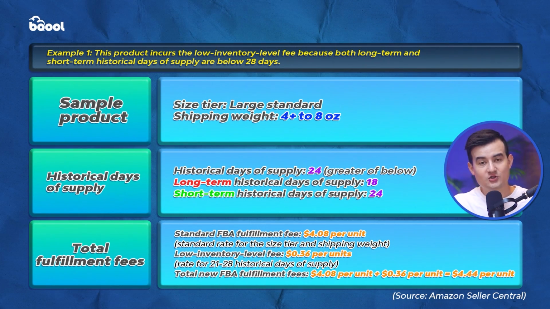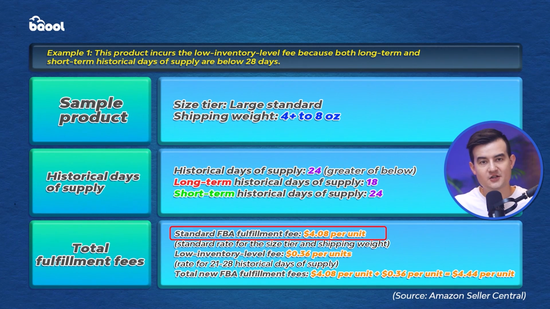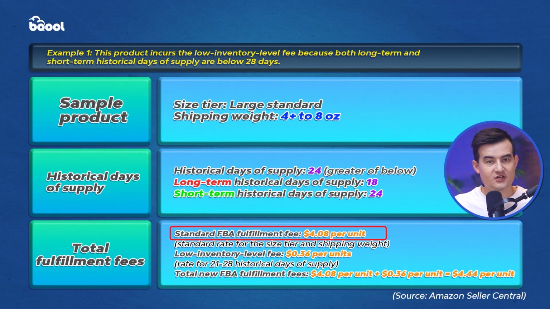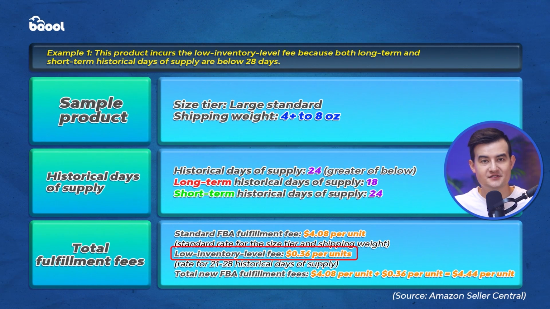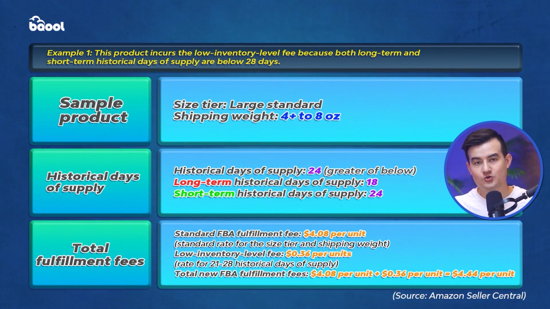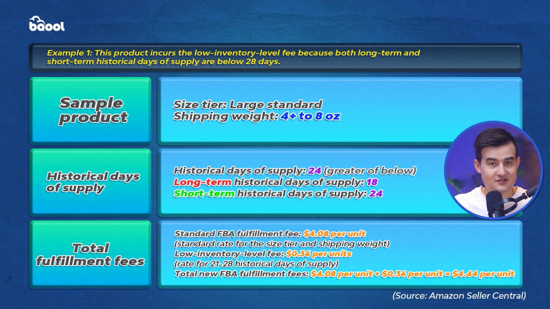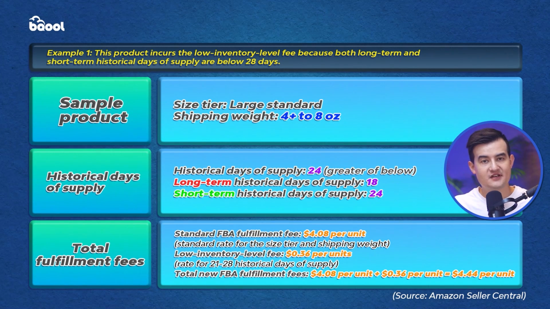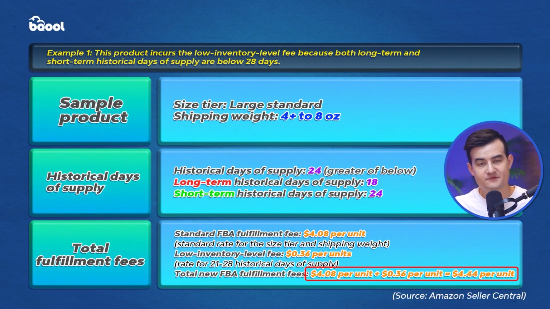Now let's calculate the total fulfillment fees for this product. For this sample product, our standard fulfillment fee is $4.08 per unit, and our low inventory level fee is 36 cents per unit, which is the fee for 21 to 28 historic days of supply for this size and shipping tier. The new total FBA fulfillment fee for this product will be $4.08 plus 36 cents, which will be $4.44 per unit.